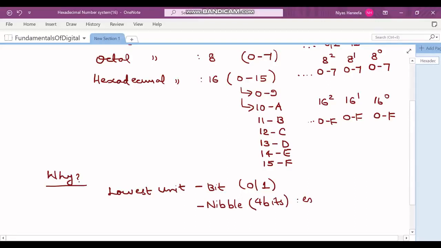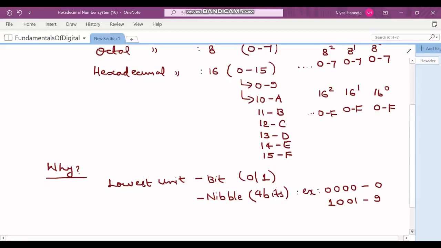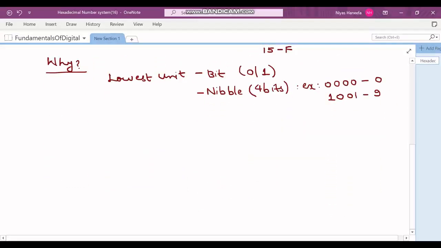For example, 0000 corresponds to the decimal number 0. This is a nibble. Then 1001 corresponds to the decimal number 9. Again, another nibble. So in terms of 4 bits, whatever it is, we will be calling it by the name nibble. Then the next unit is the byte, which is 8 bits, or 2 nibbles.